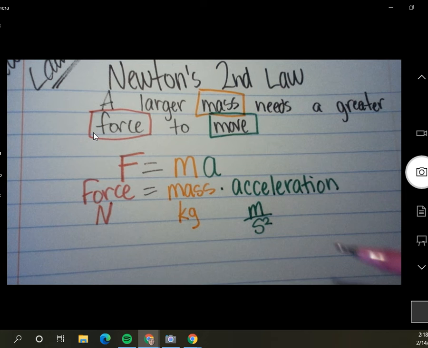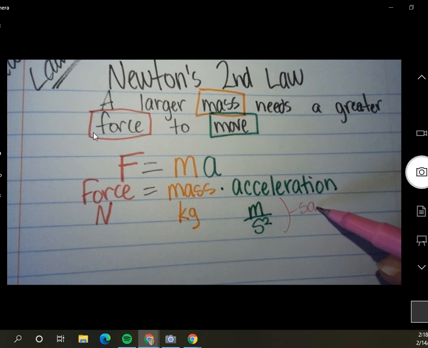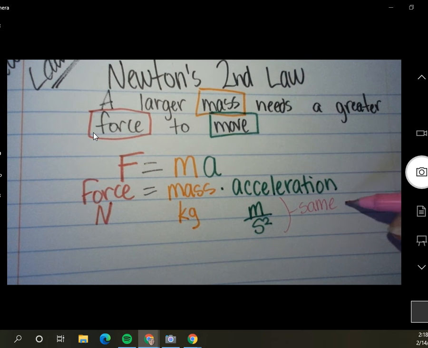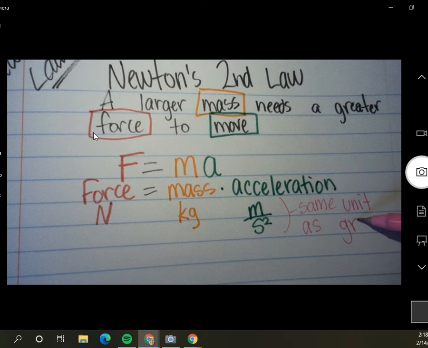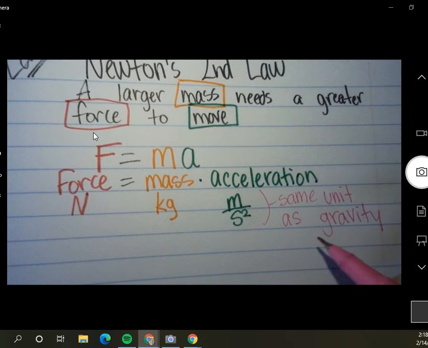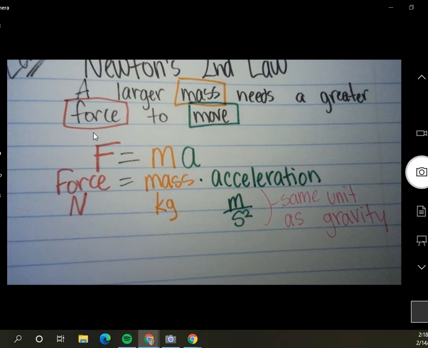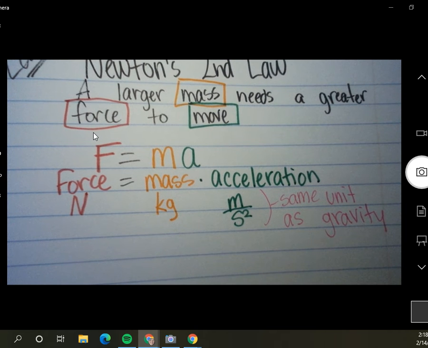Notice this is the same unit as gravity. Because gravity is an acceleration towards the mass of Earth.